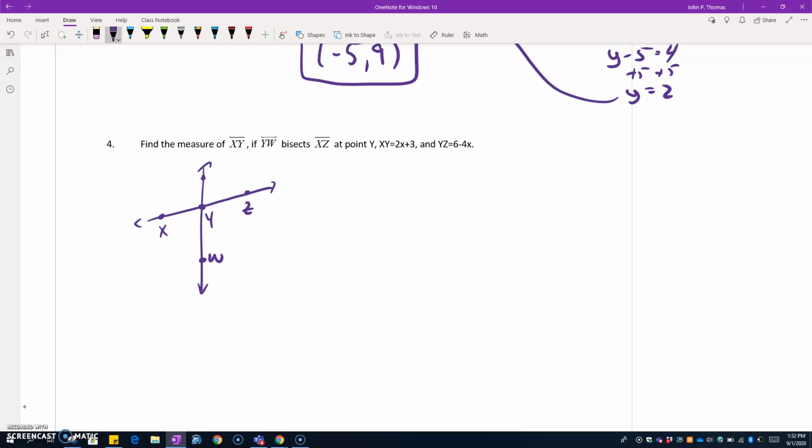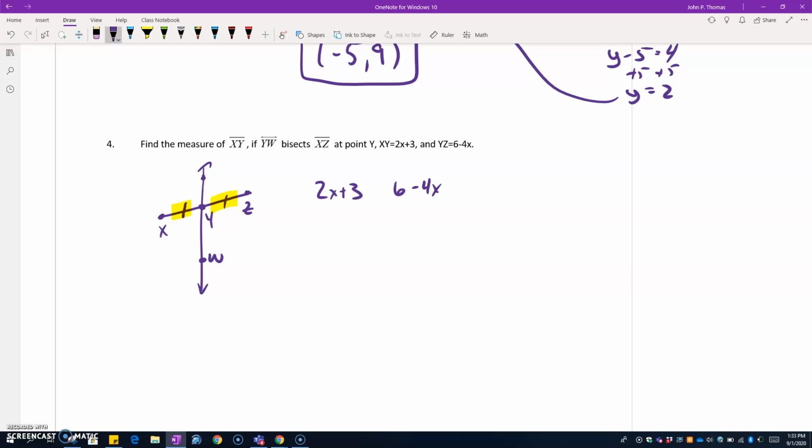That first one was actually a segment, so I'm going to get rid of those arrows in the ends there. And we're looking at a picture like this. It said bisect, so we know those are the same length. So it comes in and tells us that XY is 2x plus 3, and it tells us that YZ is 6 minus 4x.